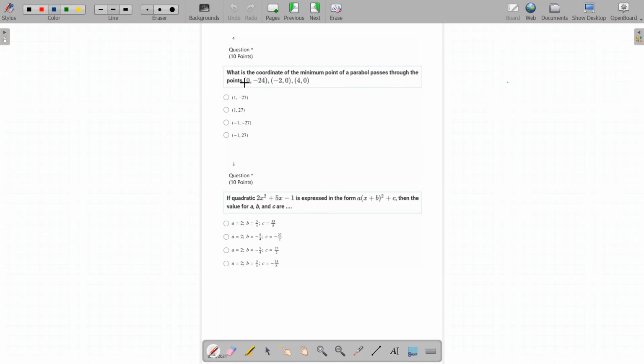First is the point (0, -24). Because x is 0, we can identify this as the y-intercept, because the y-intercept occurs when x is 0. On the other hand, the other two points are the x-intercepts. Why? Because in this case y is 0, so they are x-intercepts.